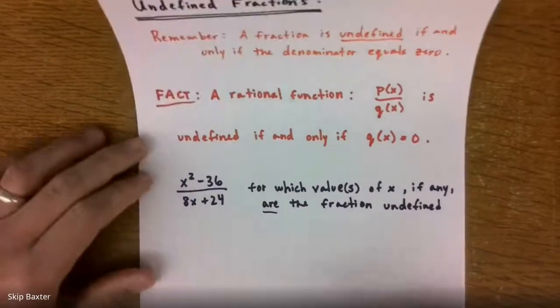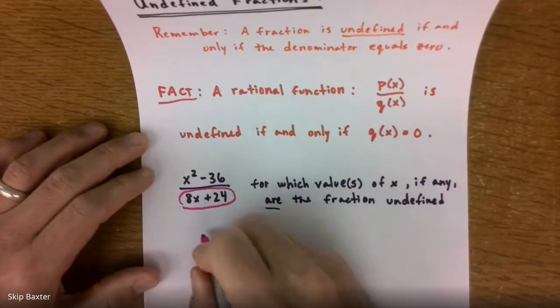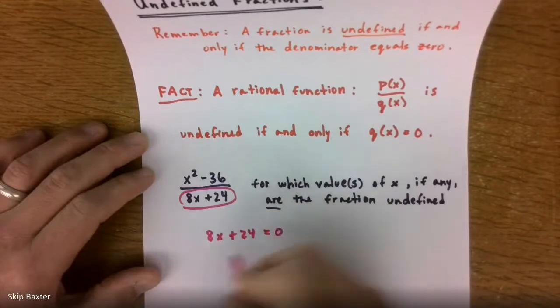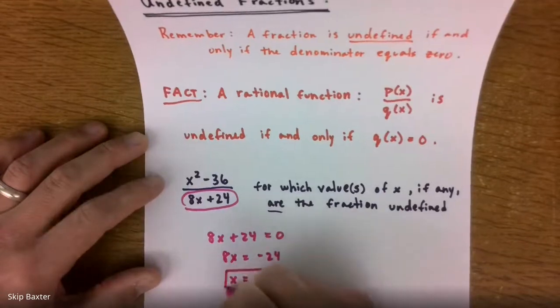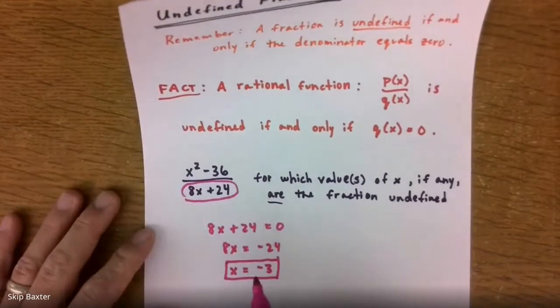Okay, so if you have a rational function like this, and you want to know what values of x make it undefined, you would just set the denominator equal to 0. That's it. So this would just be 8x plus 24 equals 0, 8x equals negative 24, and x equals negative 3. That's the only x value that you can't substitute in here and have this make sense.